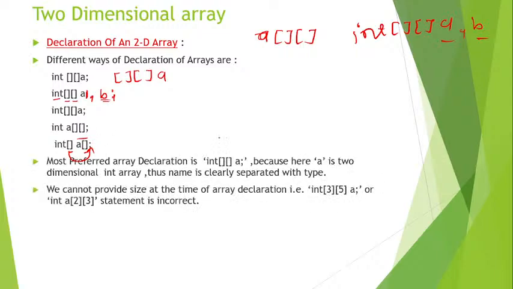Okay, so mostly we'll prefer this one. This is the way we'll mostly prefer. If you are defining only one multi-dimensional array, then you can prefer this way.